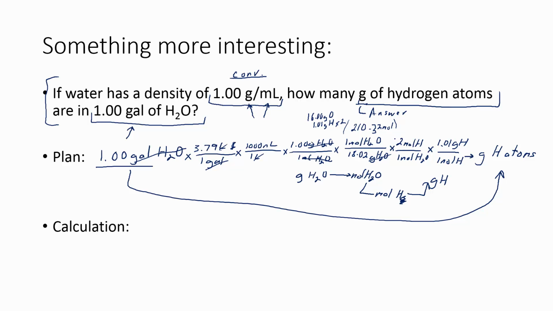All right, so now we're going to take those moles of water, cancel out, and get moles of hydrogen. That's about 421. And now we're going to cancel moles of hydrogen out to get grams. And we get 424. How many sig figs do we have? We have 3. So 425, this rounds to, grams of hydrogen atoms.